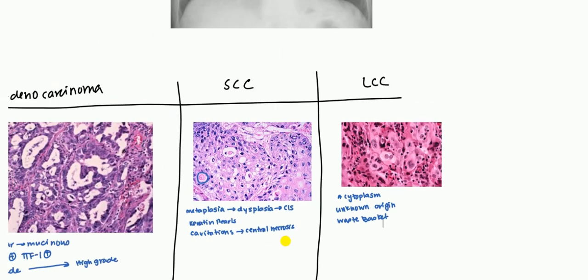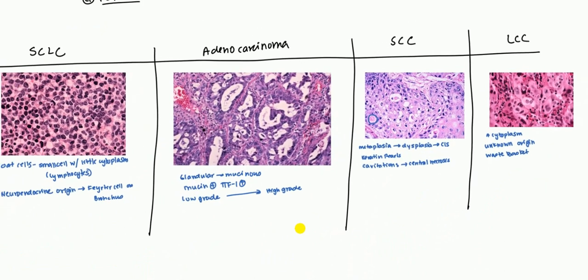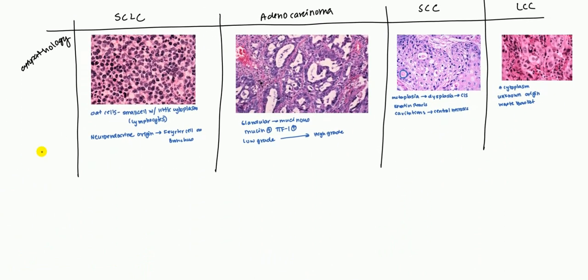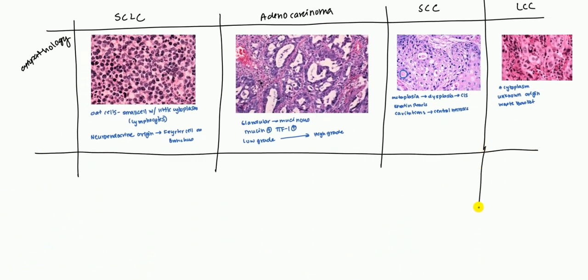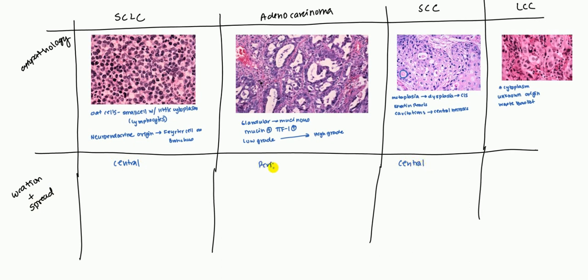So next, another distinguishing feature is where they're located. Let me make a line here and extend this. We can also talk about where they're located and how they spread, since a lot of them have very unique features. Small cell lung cancer we've talked about, and squamous cell carcinoma is central, and adenocarcinoma and large cell carcinoma are peripheral. We've already discussed that.